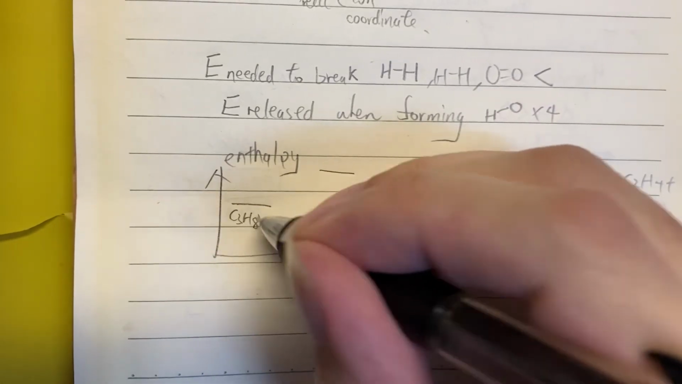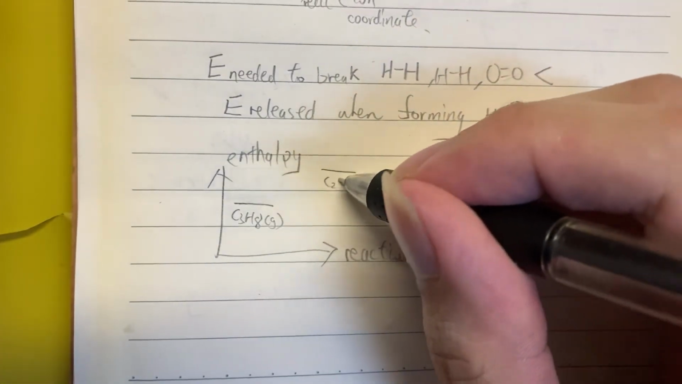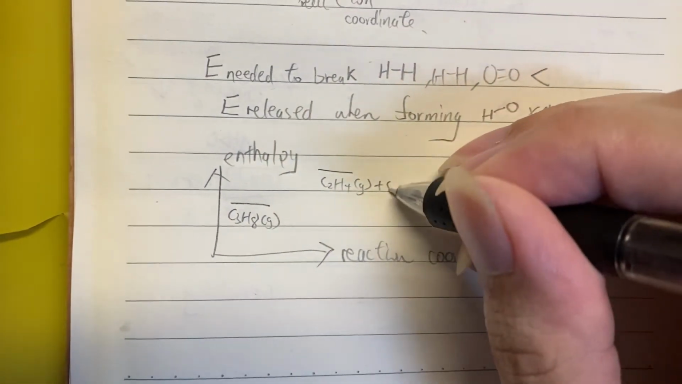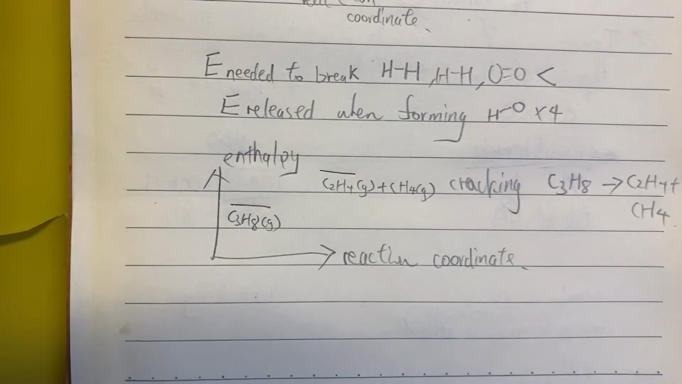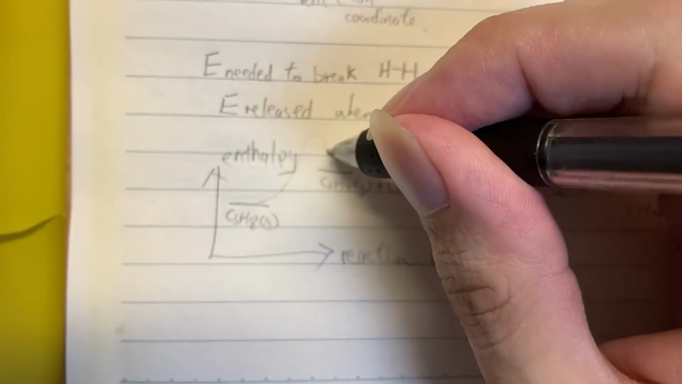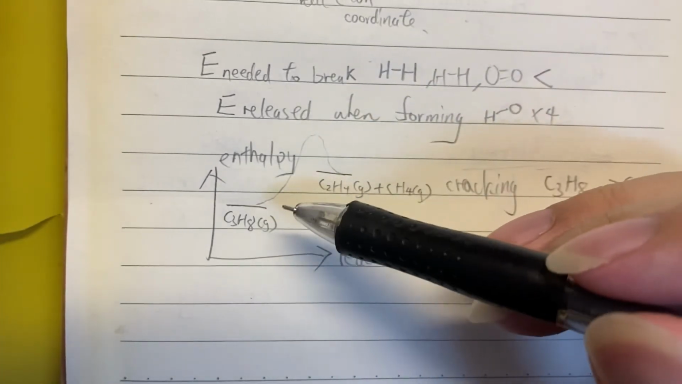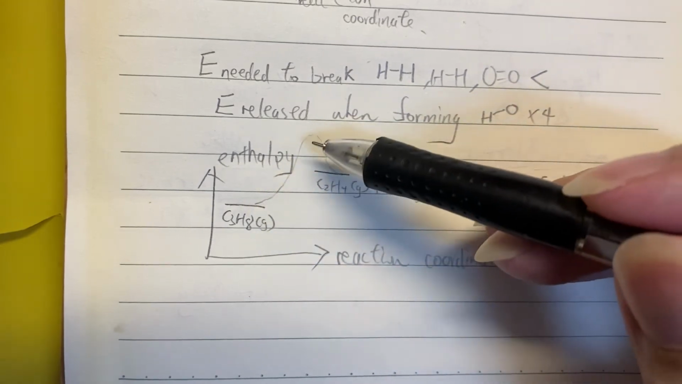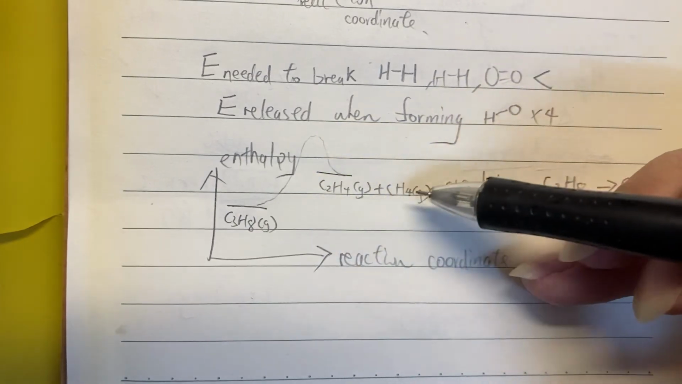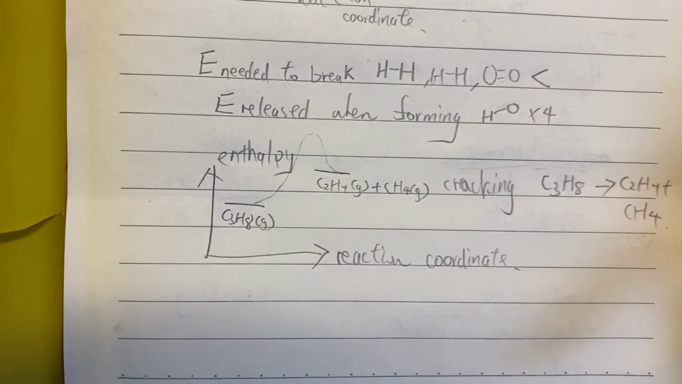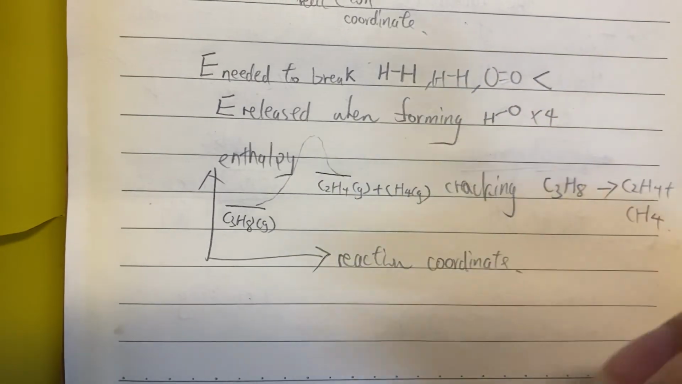Then C3H8 has a lower energy level than the products. What happened in this case? We go uphill and then go downhill. How can you compare the energy emitted? Yes, in this case, the energy needed to break down the bonding in the reactant is larger than the energy released when forming the bonding in the product. So that leads to an endothermic reaction. It means that it needs to absorb energy in order for the reaction to go to the product side.